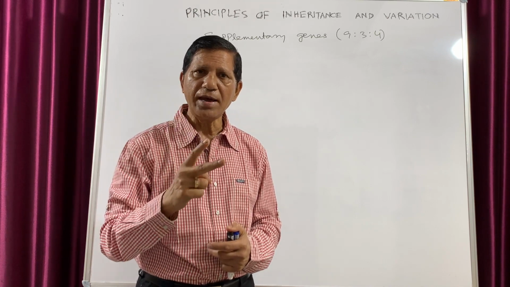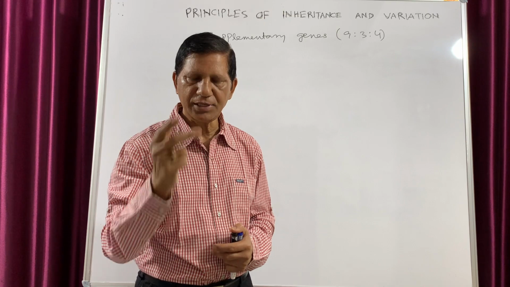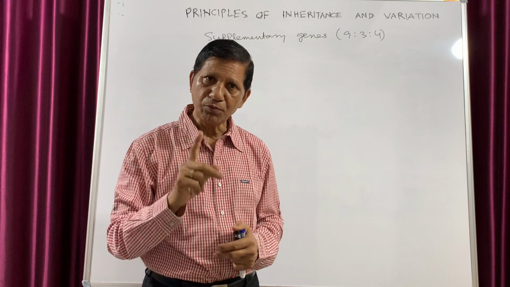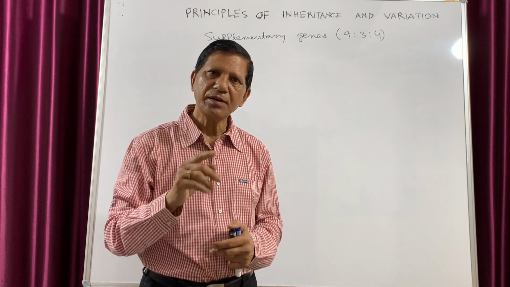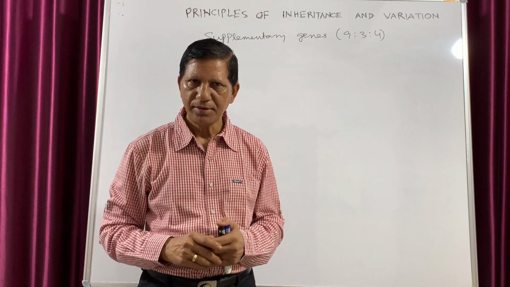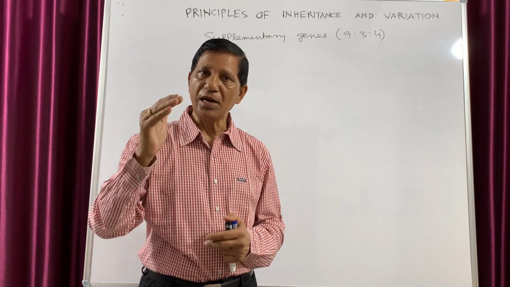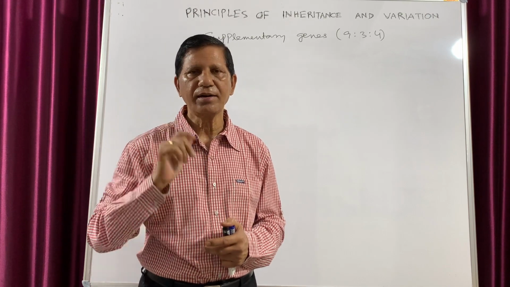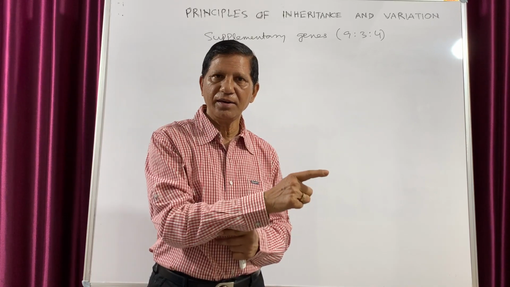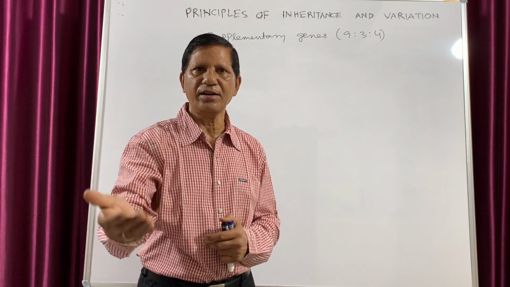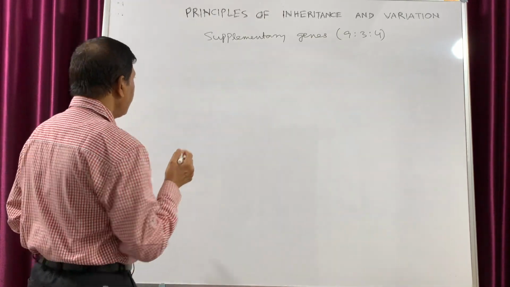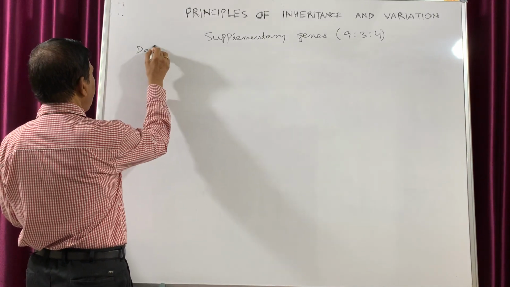That means two pairs of genes which are completely non-allelic, out of which one dominant gene expresses itself and produces some character. But the second one, when present alone, does not produce any character. But when it is present along with the first one, it enhances the character of the first one, producing a new trait.